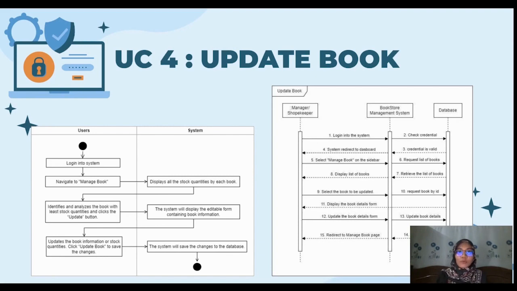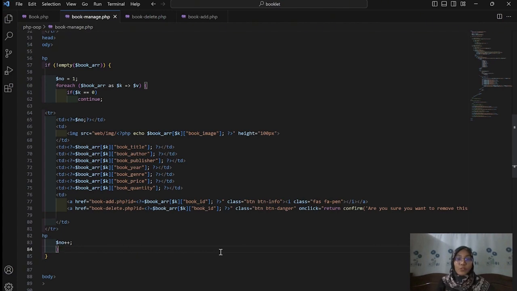So today I'm going to explain about use case 4 and 5, which is update and delete books. So we will go through this code walkthrough and system demonstration for this function. I will start with a coding walkthrough. So as you can see, this will display the list of books from the database.